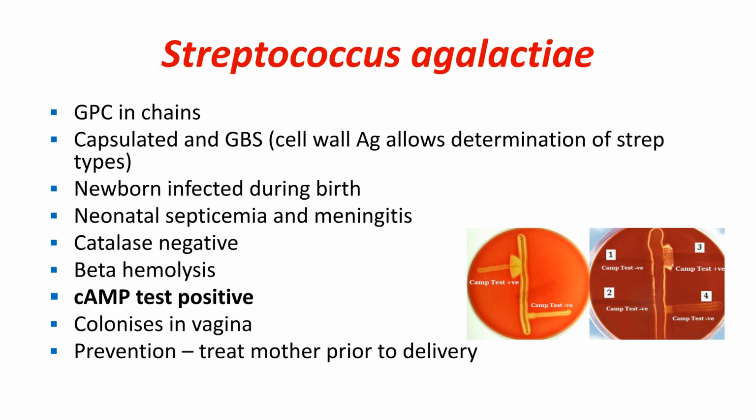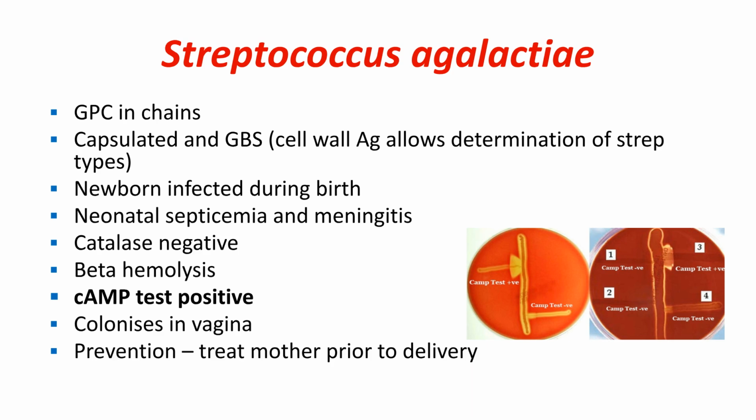Streptococcus agalactiae, commonly called Group B streptococcus, or GBS, is the leading cause of neonatal meningitis. Let's examine its key features. Microscopically, it appears as gram-positive cocci arranged in chains. It's encapsulated. This capsule helps it evade immune defenses. The cell wall antigen allows us to classify different strep types, hence the name Group B.